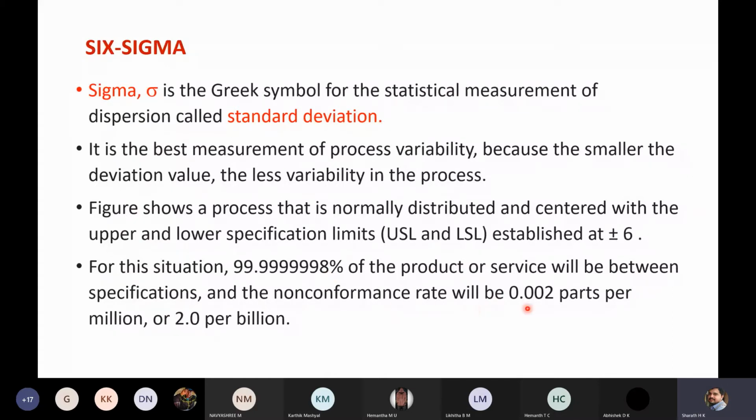parts per million. If you consider plus or minus 6 sigma in the normal distribution, that will cover almost all, excluding only two units of a product per billion. If you are considering 1 billion products, out of 1 billion only 2 units will be defective. That is the meaning. It can cover to that much extent.